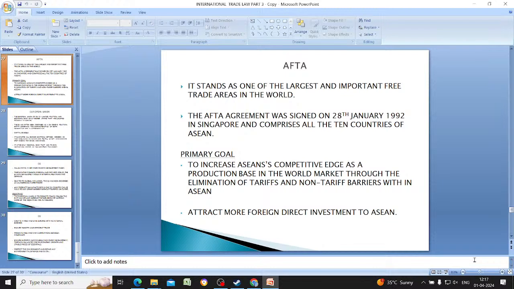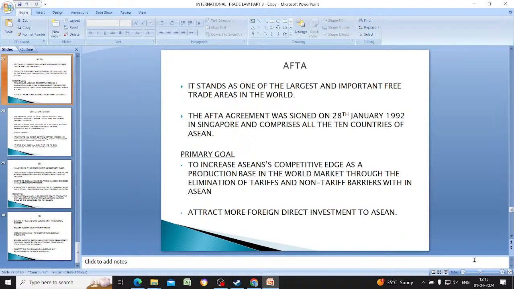Then after that it stands as one of the largest and most important free trade areas in the world. Okay, free trade area that you know better. Then the agreement was signed on 28 January 1996 in Singapore and comprises all the 10 countries of ASEAN. Now it is 7 countries we already discussed here.